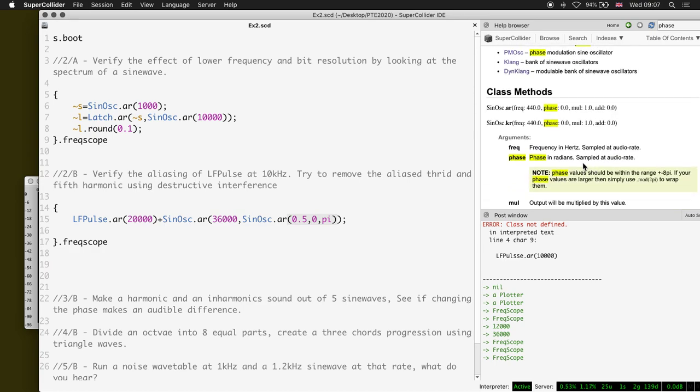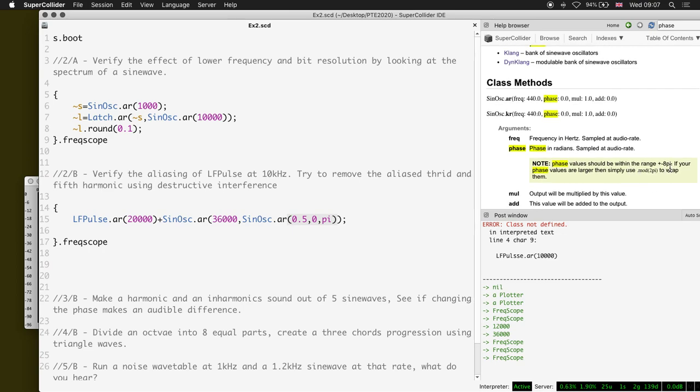Oh, there was some phase in radians. Alright, so it's not normalized. So phase should be within the range ±8 pi. Okay, so it's not normalized. It means that the full phase cycle is 2 pi in radians. So this looks good. This will take us to +pi and -pi. Cool, let's see that happen.